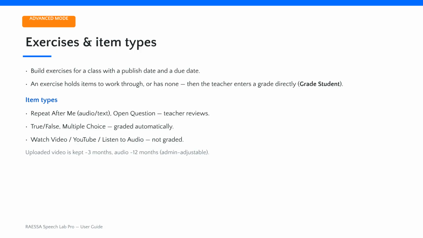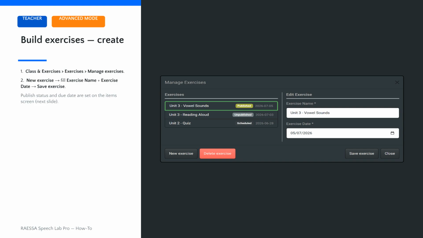You can create various item types, including audio and text-based repeat after me tasks, true-false questions, and multiple-choice quizzes. Some items are graded automatically, while open-ended questions are reviewed manually by the teacher. To create a new exercise, go to the Manage Exercises section. Provide a name and set the date for the exercise, then save it. Once established, you can begin adding individual items to build out your curriculum content.